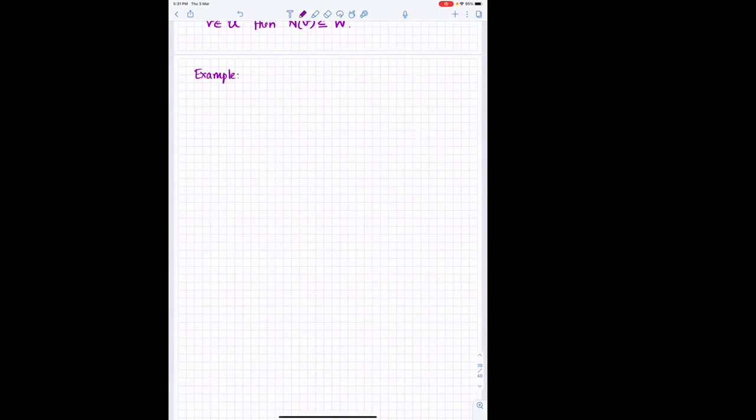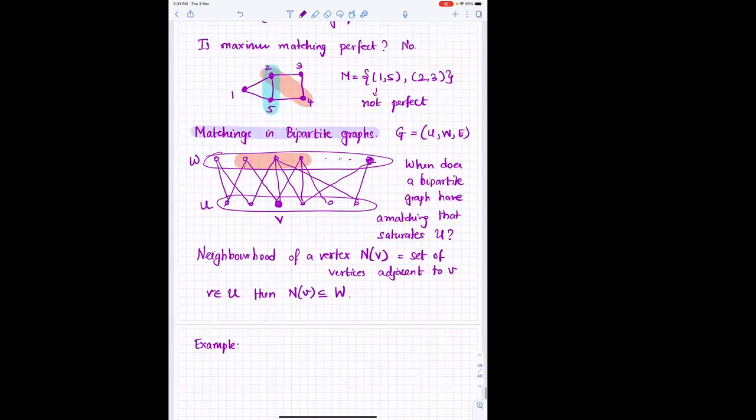Ma'am, by adjacent, you mean connected, right? Or is it anything else? No. There should be an edge between this vertex v and that vertex in the neighborhood. So what do you mean by connected? I mean, the vertices with which one is connected. You should not use the term connected. For example, 1 and 2 have an edge between them, and 1 and 5 have an edge.